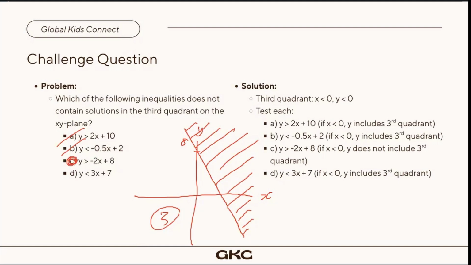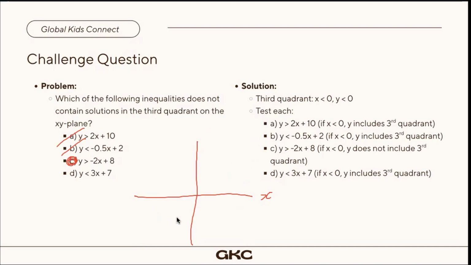We can take a look at answer choice D as well. We can say that this y here, the y-intercept was 7, and then we have a positive slope, so it will slope upwards, excuse me, like this. And then it is less than our inequality. And so we shade the area that is below the line.